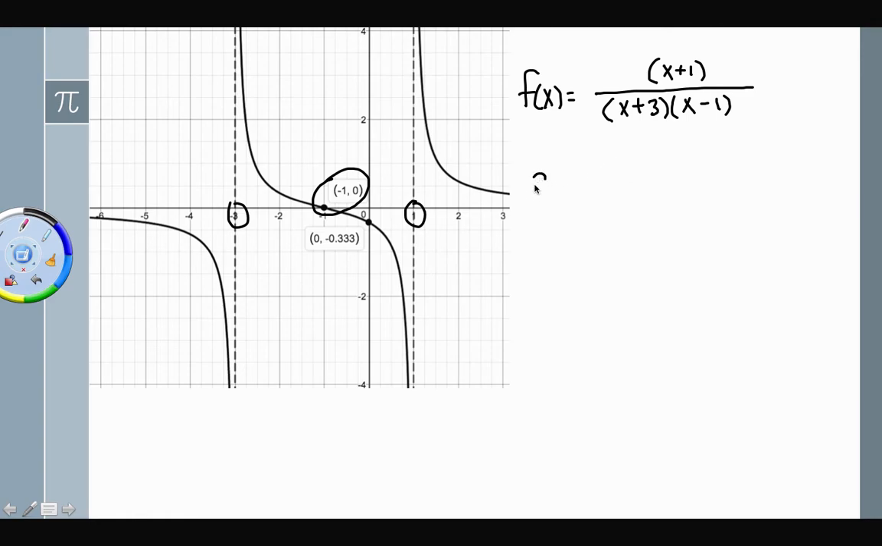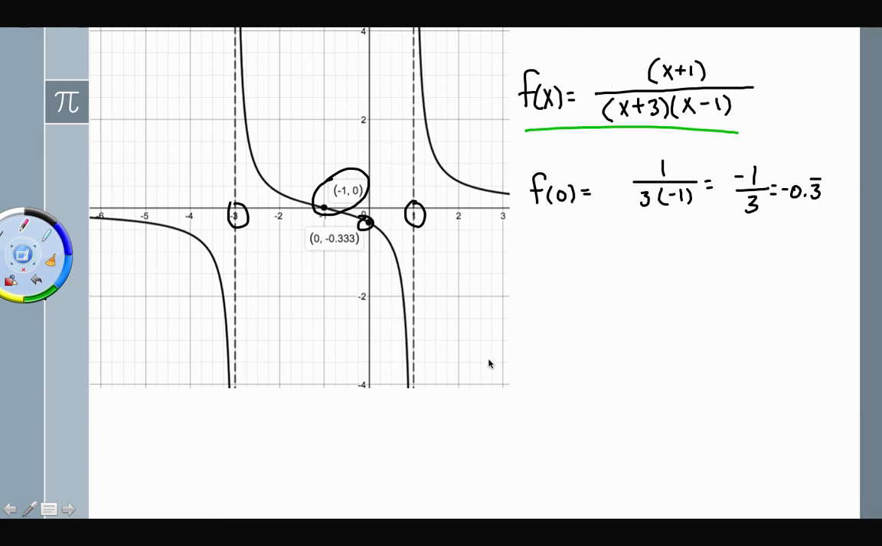Then we need to check our y-intercept. If I plugged in 0, I get 1 over 3 times -1, which is -1 third, which is -0.3 repeated, and that is this decimal here, our y-intercept. That means there is no compensation needed. So this is our final result.